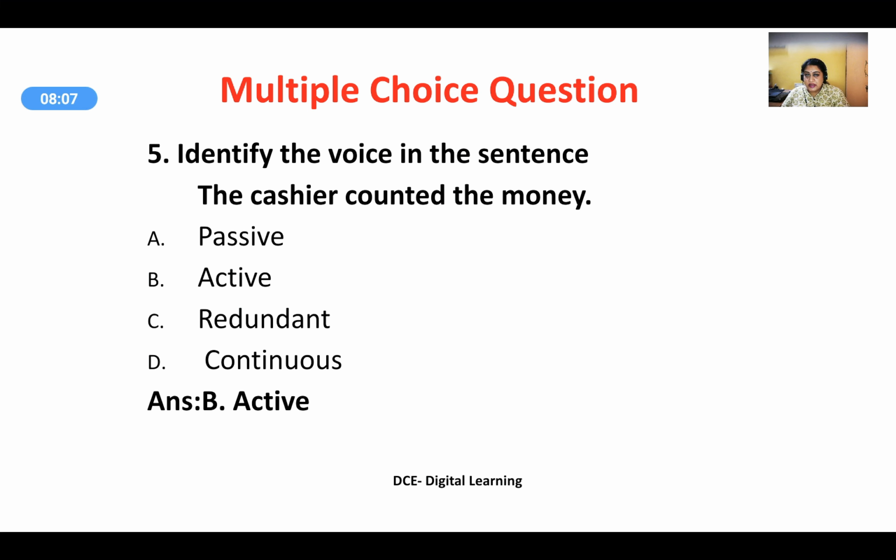Likewise, if this sentence was the other way around, money was counted by the cashier, then you could have said that the sentence is in the passive form. There the focus is on the action. The cashier goes to the end and the word by is added there. That becomes passive. But here, the cashier counted the money, and the answer is option B, active voice.